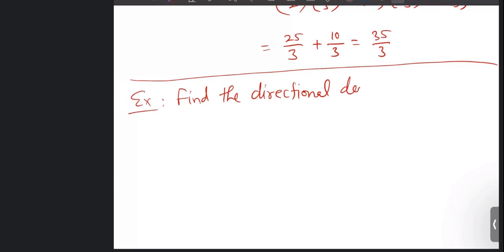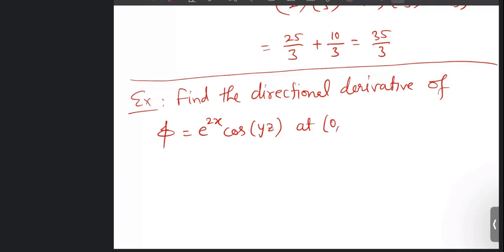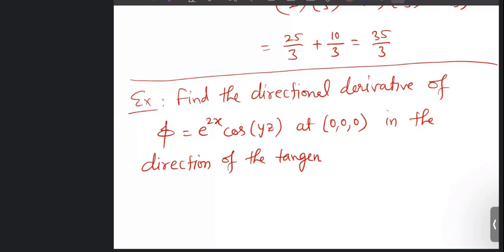Directional derivative of phi, that is e raised to power 2x into cos of yz, at this point in the direction of the tangent to the curve x is equal to a sin t, y is equal to a cos t.